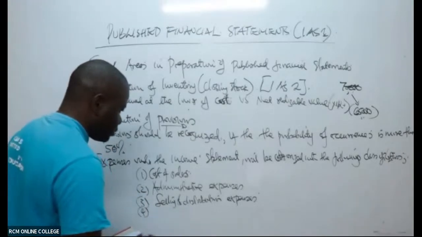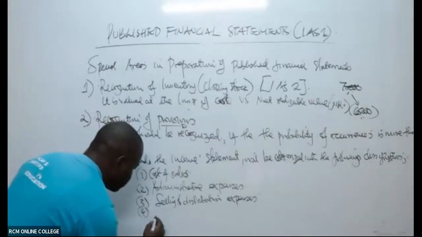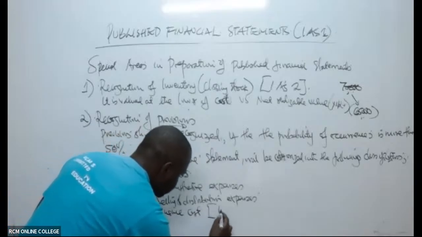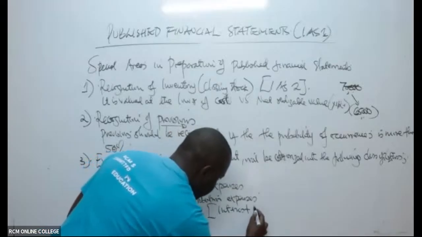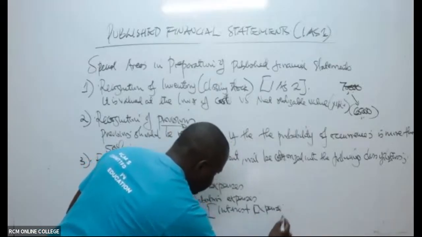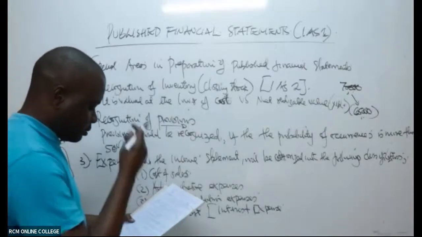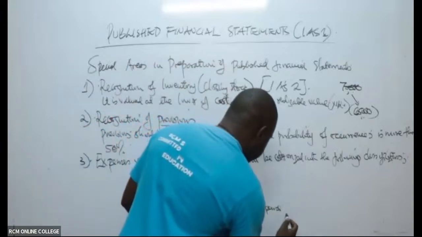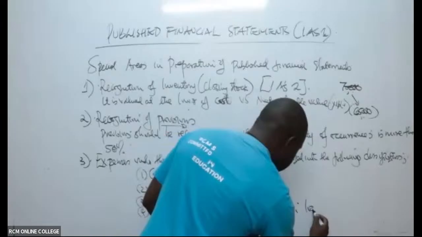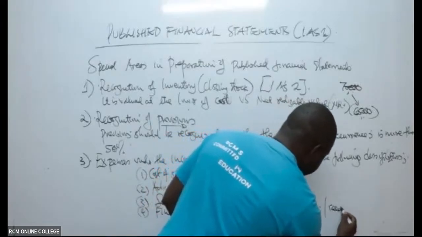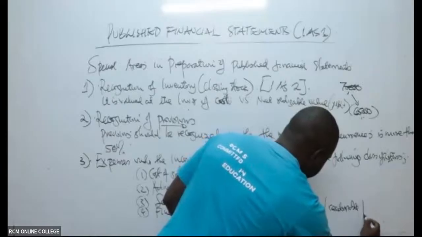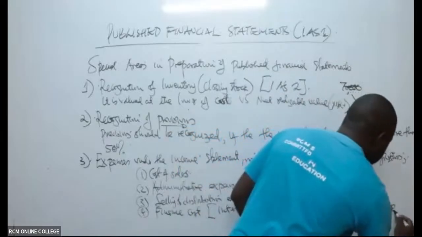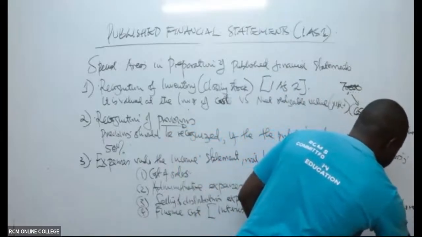Finance costs. That's why in most of the income statements you see finance cost. So you'll have a figure for the finance cost, which will be made up of interest expense, maybe interest expense on loan, or maybe on redeemable preference shares, etc., amongst other items.